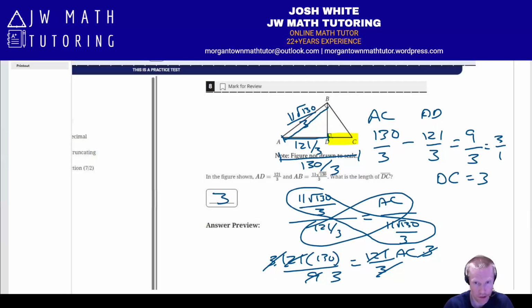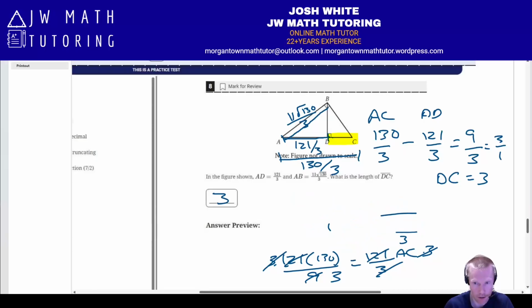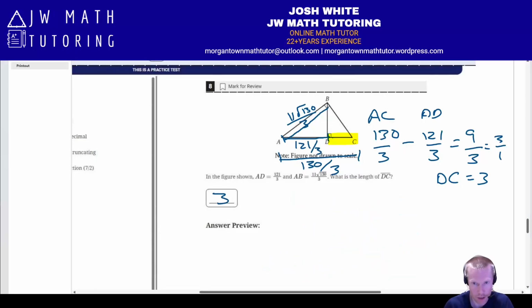Method 2 is going to be similar to this. It's going to use a geometric mean theorem, but it's also going to use the Pythagorean theorem. So let me just erase some of this work here, and I'll show you how to do it this way. And then again, method 3 is just going to use basic trig.